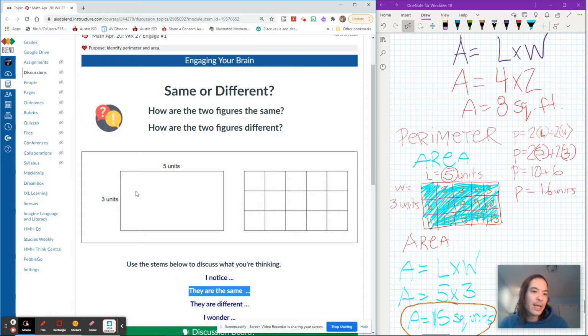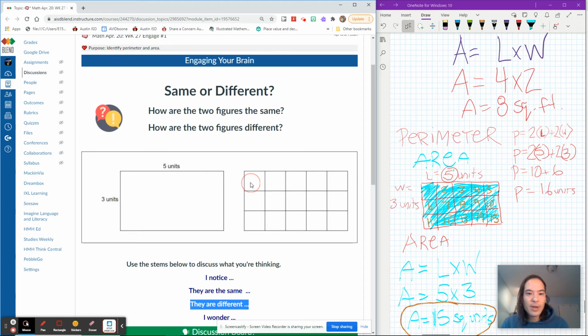So why are they the same? They're the same because they're both 3 by 5 units. They're the same shape. They're both rectangles. They're the same size, 3 units by 5 units. They are different because one is labeled using words and numbers, and one has just been split into the units. So one shows us the side lengths, and one we have to count the side lengths.